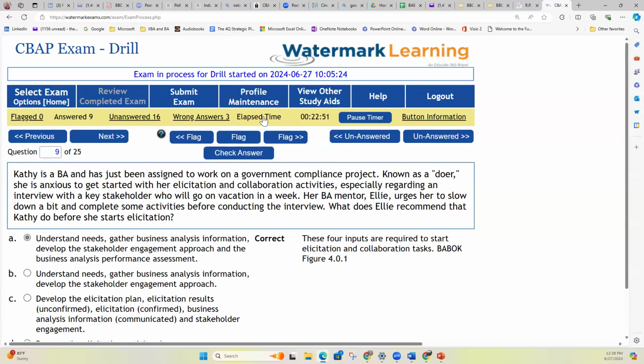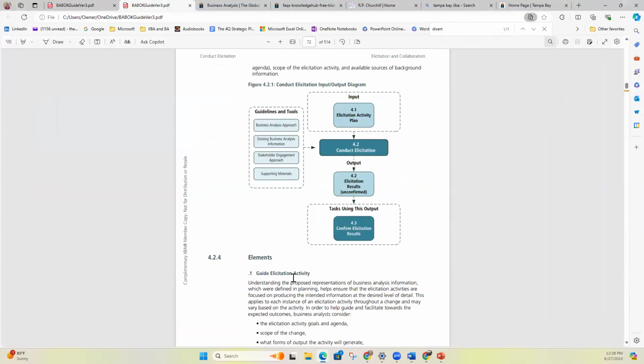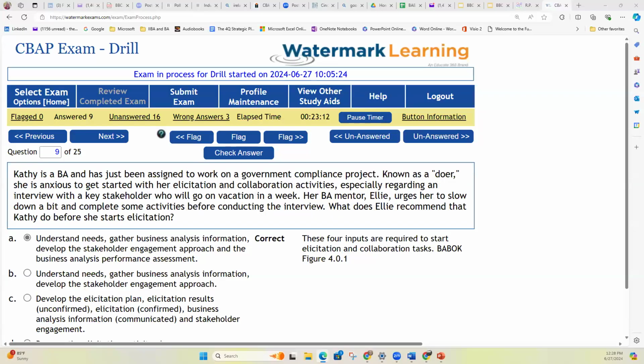Let's go ahead and check the answer. And that is correct. So I told you I wasn't going to do this, and here I go again. When we're talking about inputs, we're talking about this graphic that you see at the beginning of each task. You've got input, you've got guidelines and tools, and then here's the task itself, then here's the output of that task, and then it shows you which tasks actually use that output. So for this task, this would be an input. So just so you're aware and understand that.